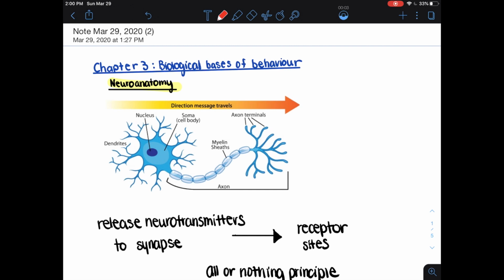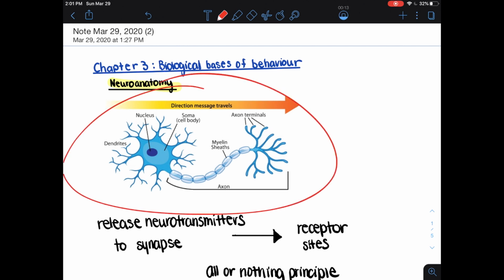Welcome to Chapter 3 of AP Psychology, Biological Basis of Behavior. So first we start with neuroanatomy. So the neuron is this whole entire thing. It's the nerve cell and it's made up of all these different types of structures.